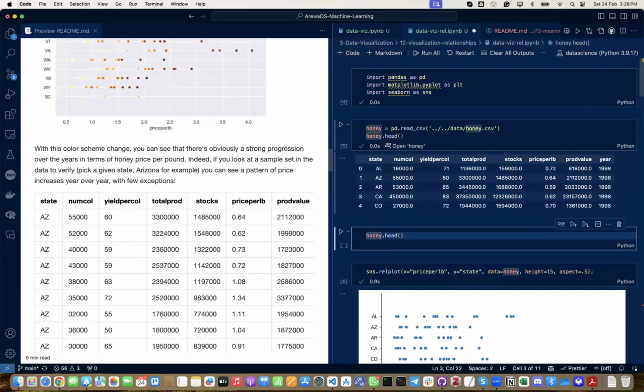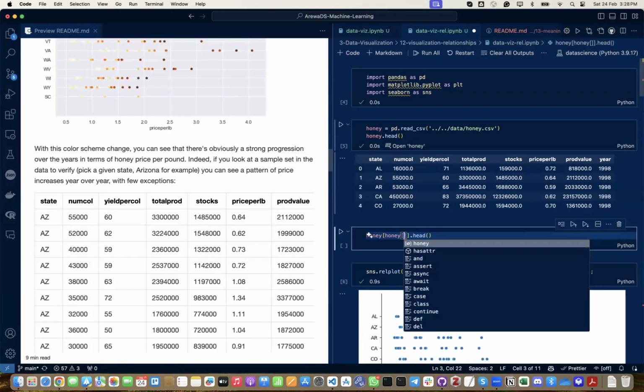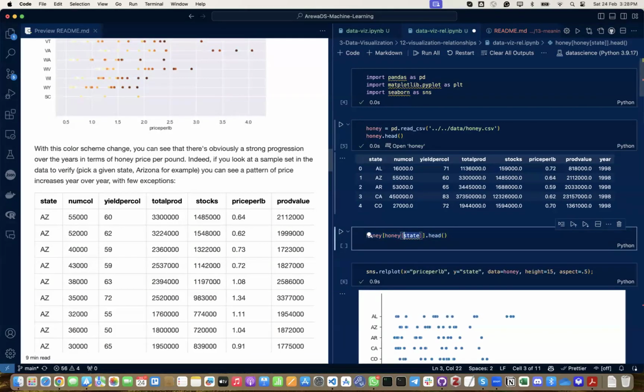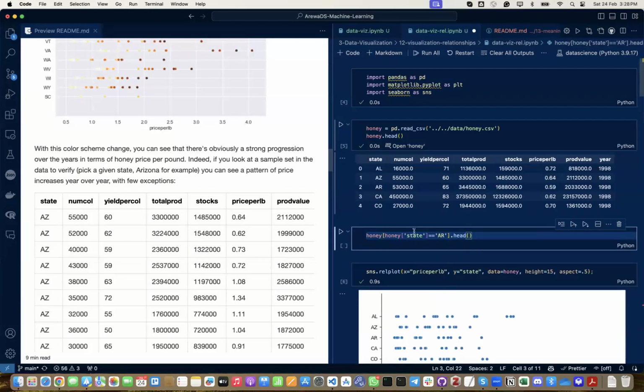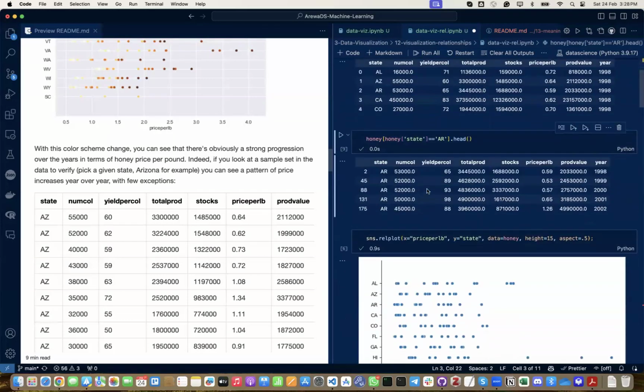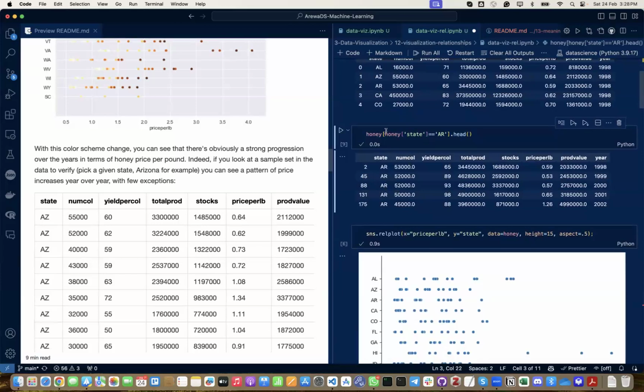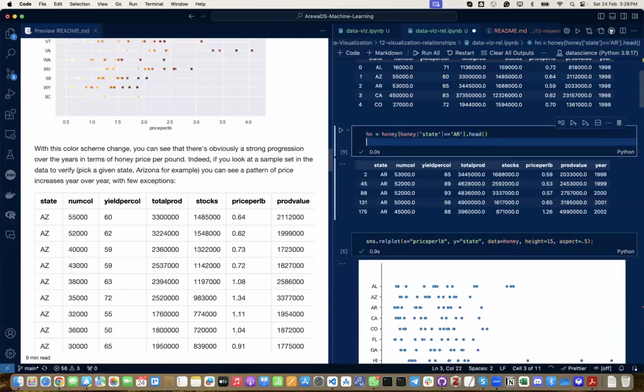So we might give this honey where honey state is equal to Arizona, and then we plot the head. So let's see this. You will see in Arizona here, we have some sort of data, but let's say head with n equal to this so that we see the size of the data that we are dealing with.